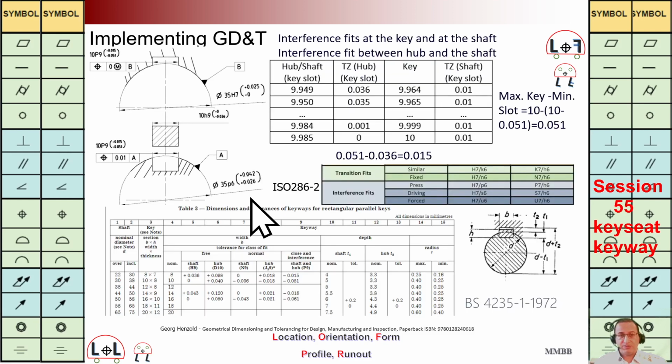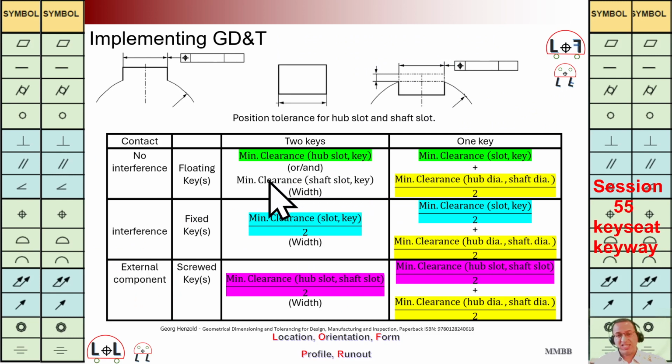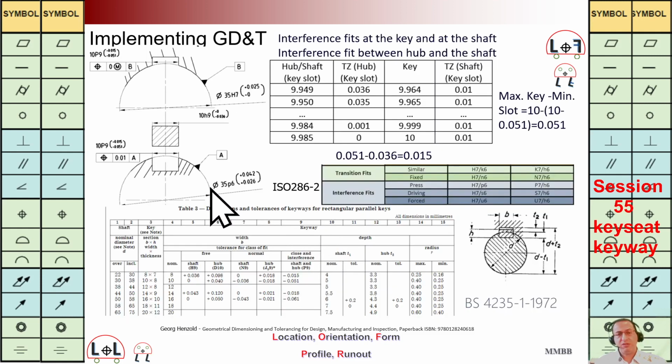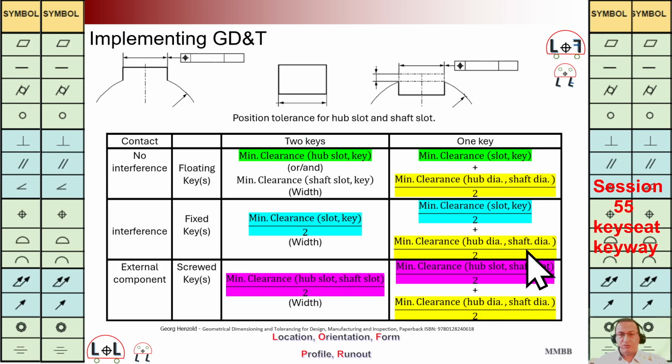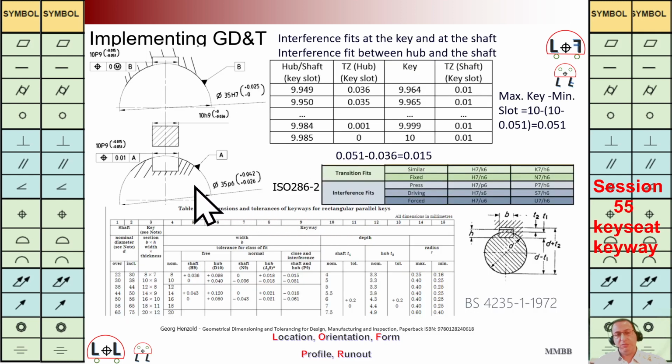In all examples, as we have mentioned before, there was not any interference between hub and shaft. Just for one case, we had this interference between key and key seat. That's why we can use this formula. But when we have interference between shaft and hub, we cannot use this formula as we have mentioned here. We need to see what is the maximum deformation on the key, and then we need to do a stress calculation. In that situation, we are going to decide what the tolerance zone should be for this position control.